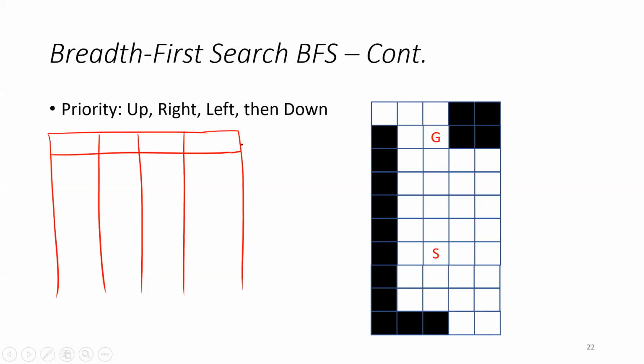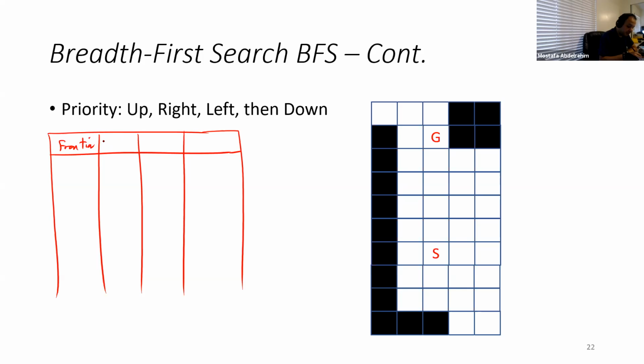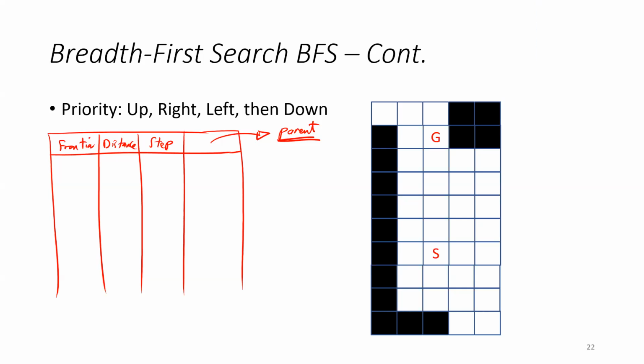It's the frontier, distance, step, with the step plus 1, and then the column. Yes. Frontier and distance from the start, step, exploration step. And this one here will be parent. And you will do with this parent at the end just like what I have done with you a few moments ago in Dijkstra's algorithm. We trace the parent from the goal to the start. Okay?